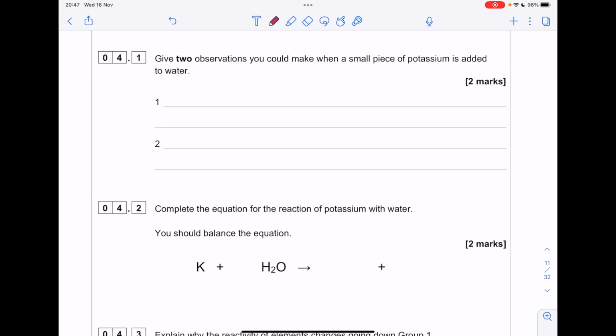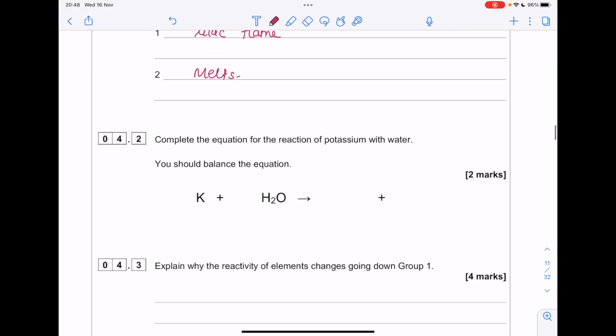Give 2 observations you can make when a small piece of potassium is added to water. Remember, you get a flame because it's quite a violent reaction. It's a lilac coloured flame. You could also say that the potassium melts. Other options include that it floats, moves around, becomes smaller, and fizzing or effervescence occurs. Remember, that's the hydrogen escaping.